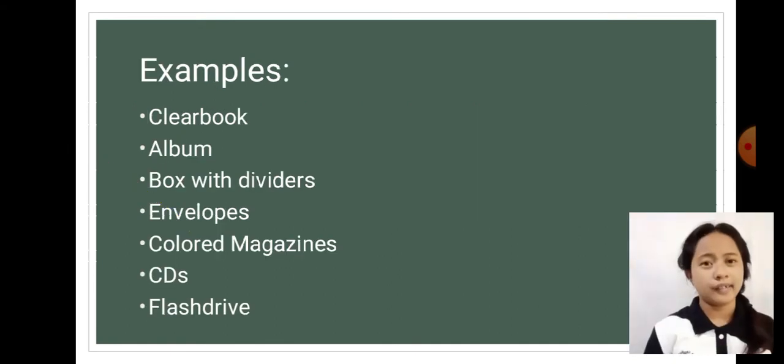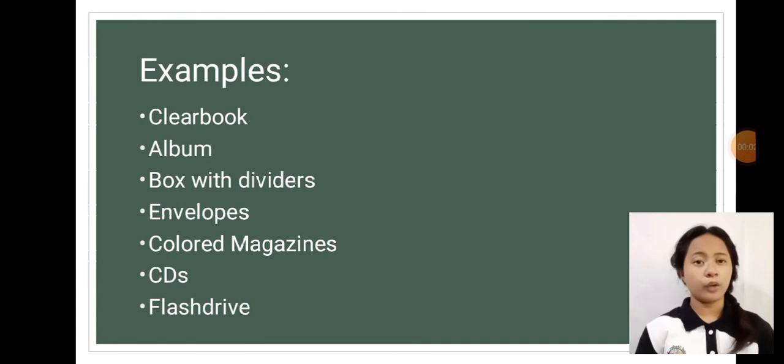Here are the examples: clear book, album, box with dividers, envelopes, colored magazines, CDs, and flash drive. Also, in this step, the students will have the opportunity to be creative and be resourceful.